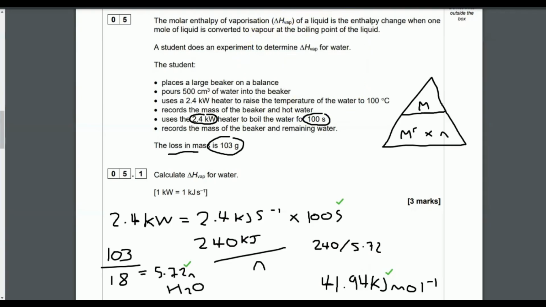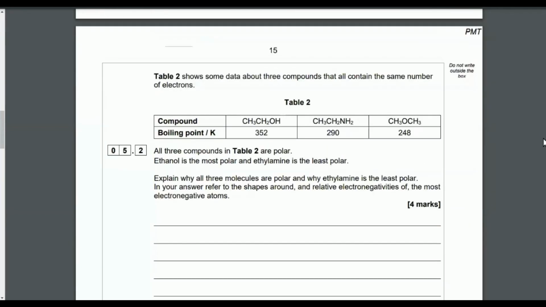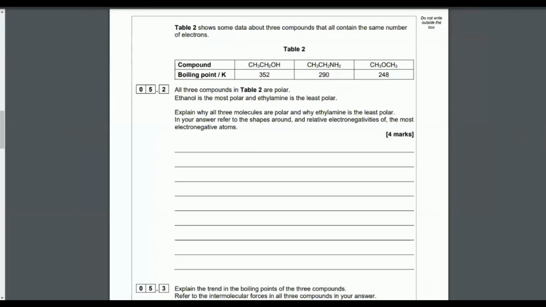I did say this question was about shapes of molecules. Well, it's going to come in here a little bit, shapes of molecules and intermolecular forces, in this next bit of the question. So let's zing on to this. Table 2 shows some data about 3 compounds that all contain the same number of electrons. So that is kind of key, and we'll look at that in a second. That's a clue for something later.